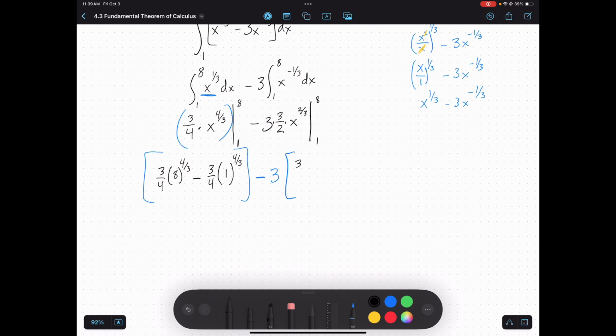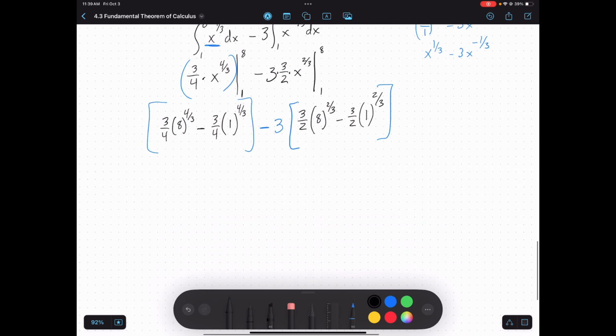I'm going to plug in the upper bound to my antiderivative, and then plug in the lower bound to the antiderivative and subtract the two. And now let's see what we get. Well, 8 to the 4/3 is just 16, so I get 3/4 times 16 minus 3/4 times 1 to the 4/3. 1 to any power is just 1. So that's the first part.